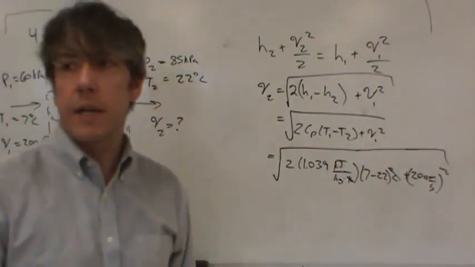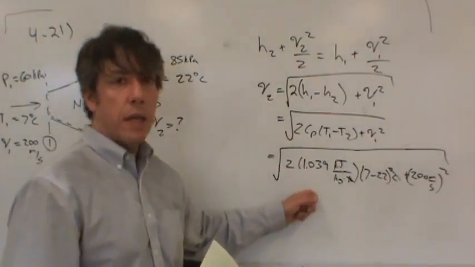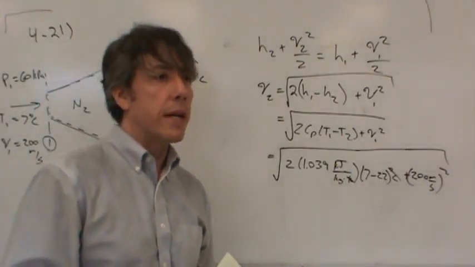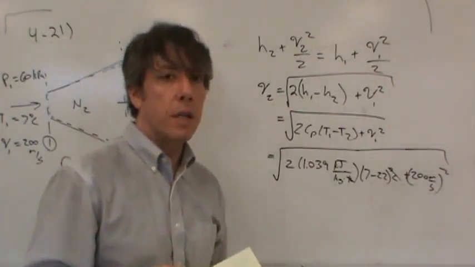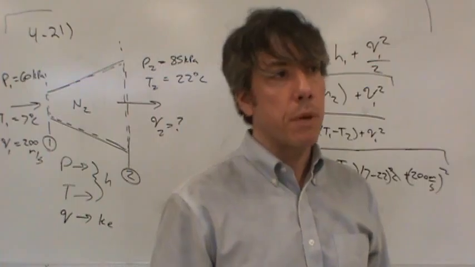If you're using highlighters, you probably ought to highlight that one because it's going to be really useful in all of your nozzle and diffuser problems. You could even write in the back of chapter 4 that 1 kilojoule per kilogram is 1,000 meters squared per second squared, because that's where you'll use it most of the time.